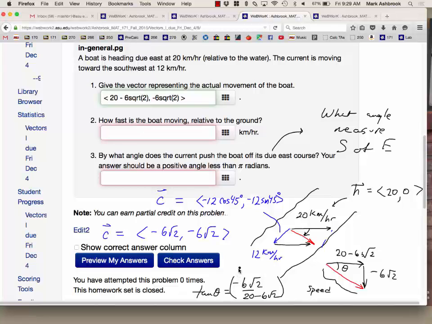So go to your calculator. Get your calculator and let's see this happening here. If y is negative and x is positive, that's going to be a fourth quadrant clockwise angle, right? Make sure you're set: set your calculator to degrees first, so that we get a degrees answer. Then do the arctangent of this expression right here, negative 6 radical 2 over 20 minus 6 radical 2. And we're expecting a clockwise angle into the fourth quadrant, or a negative angle.